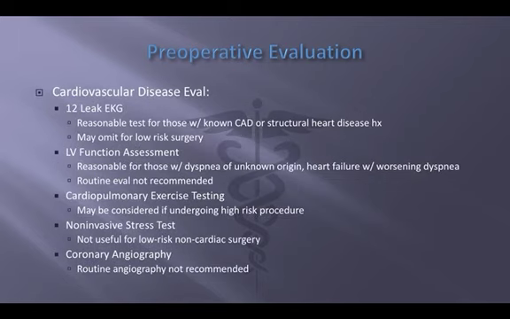So what are some of the tests that they get to evaluate cardiovascular disease in the preoperative setting? A 12-lead EKG is a reasonable test for those with known coronary artery disease or structural heart disease. If they're just undergoing a low-risk surgery, like a benign lesion removal on their arm, maybe an umbilical hernia potentially, they may be able to get through this without any 12-lead EKG necessary. When do we assess someone's left ventricular function?